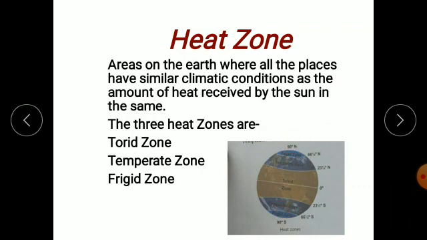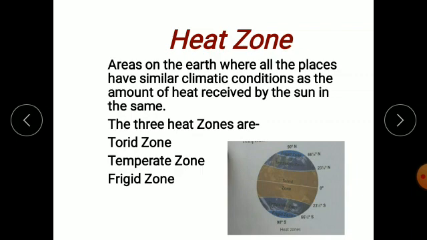So now let's know about each zone in detail. So first one is torrid zone. Torrid means hot. The belt on the earth that lies between the equator and the two tropics, Tropic of Cancer and Tropic of Capricorn, receives direct rays of the sun and experiences high temperatures throughout the year. This belt is also called the tropical zone.